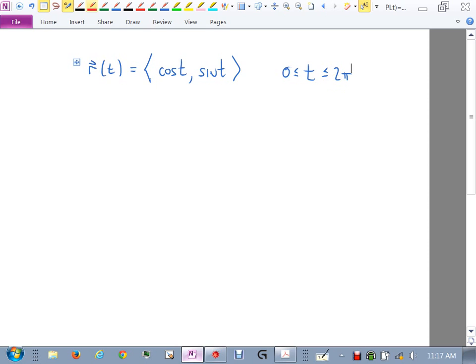So all right, the formula is the length. Do I use L? Yeah. So the arc length will be the integral. Here, a for us is 0, b is 2 pi. So 0 to 2 pi of the magnitude of the derivative. Let's go do that on the side. What's the derivative of this vector function?